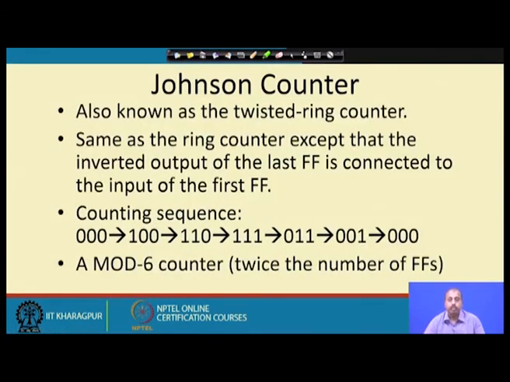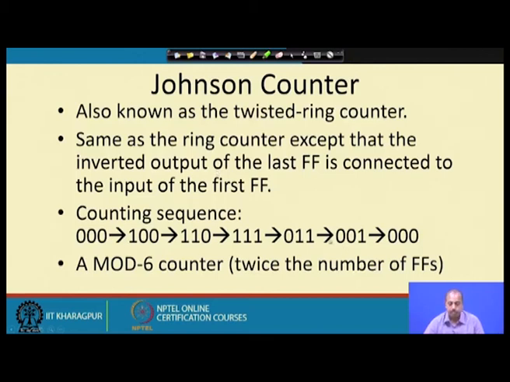Another counter is known as the Johnson counter. This is also known as the twisted ring counter because it requires a smaller number of flip flops. It is counting in the sequence 0 0 0 to 1 0 0, 1 1 0, 1 1 1. So, it generates all the 6 patterns; it goes in a mod 6 fashion. The advantage is that the number of states you are getting is twice the number of flip flops. We have got 3 flip flops, but using 3 flip flops you can get 6 different patterns. This is known as the Johnson counter.